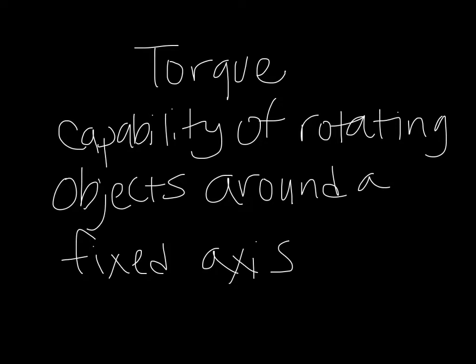And so this could also be described as the multiplication of force and the shortest distance between the application of force and that fixed axis, or the radius. So torque is equal to F cross R, which is equal to FR sine theta.